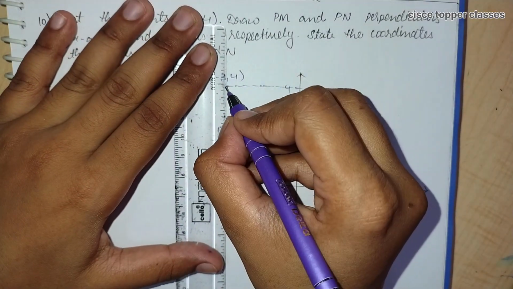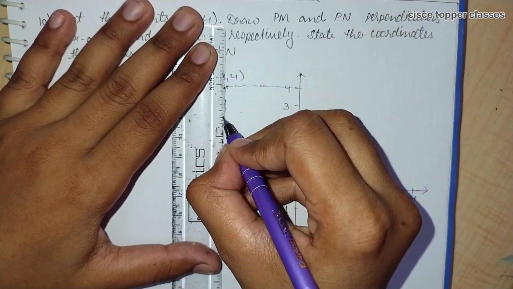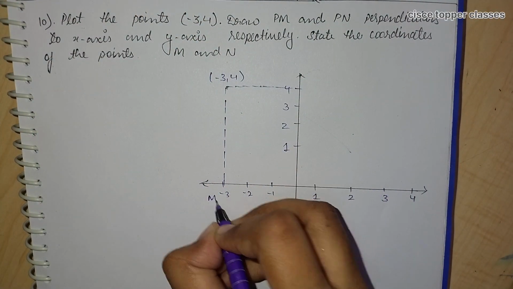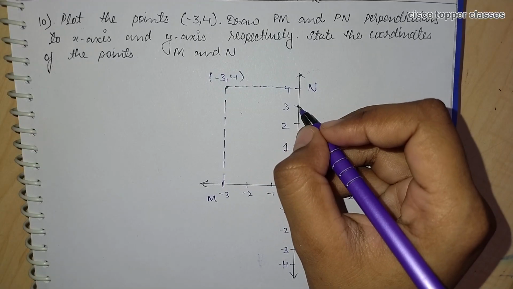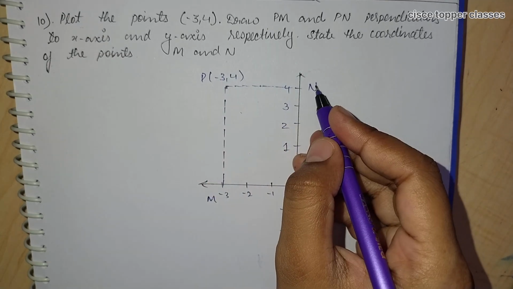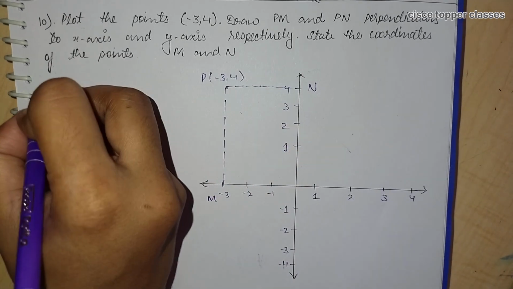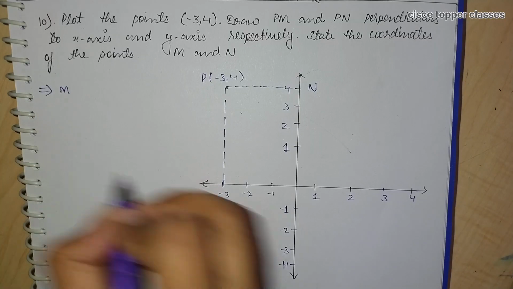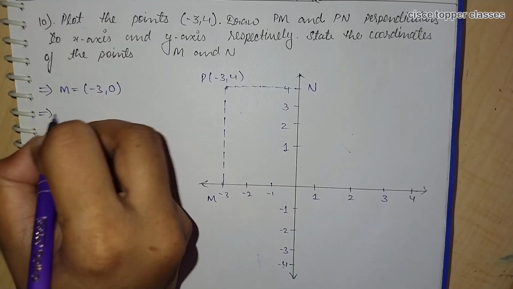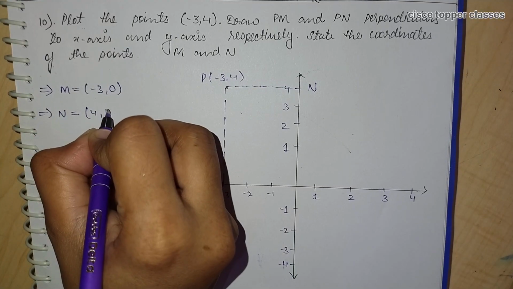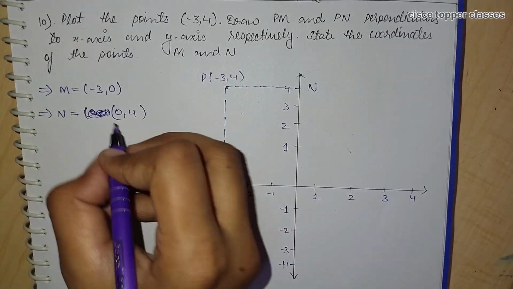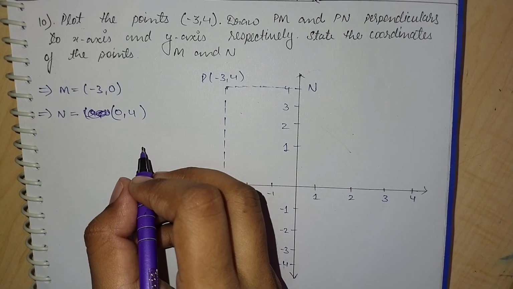And if we draw the perpendiculars here, we have to find the coordinates of those points. So let this point be M and let this point be N. From the point P we have drawn perpendiculars PM and PN. So the coordinates of M will be (-3, 0), and the coordinates of N will be (0, 4). So this is the solution of question number 10 and these are the answers.